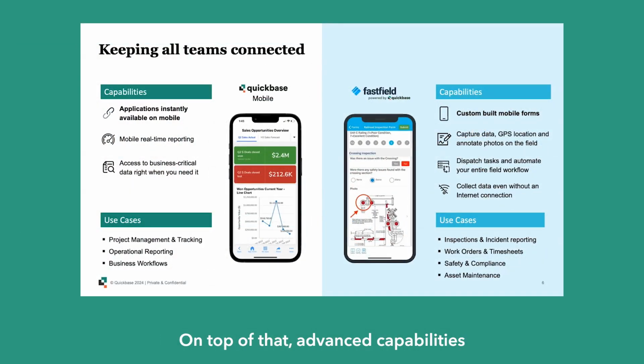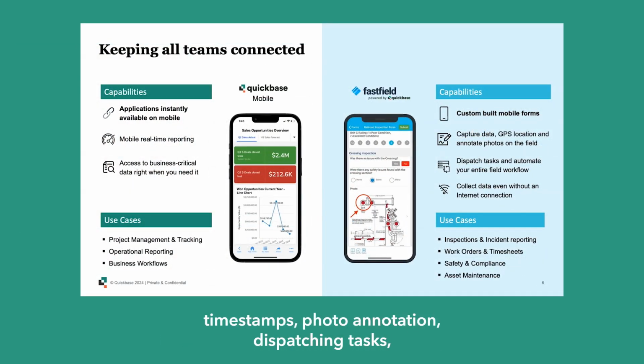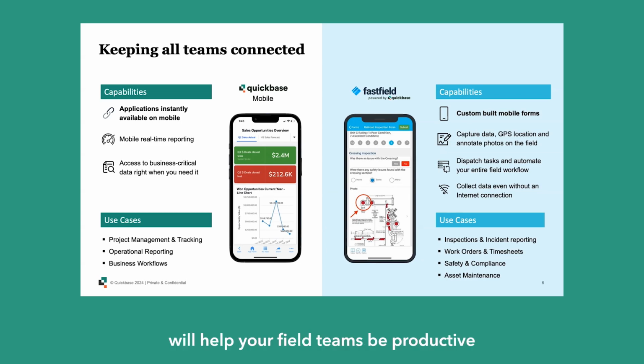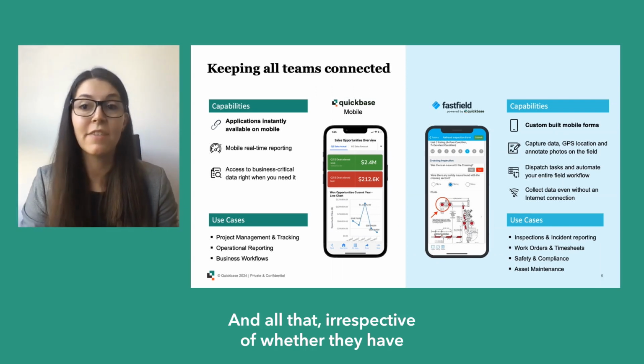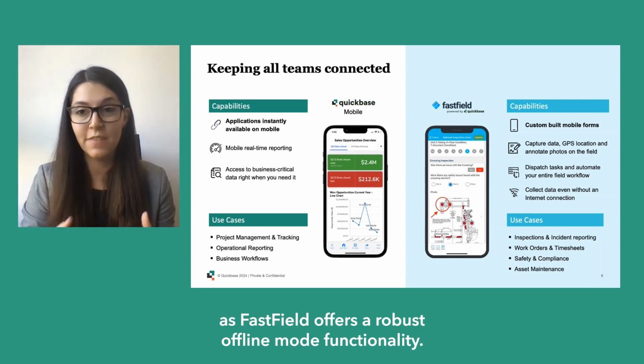On top of that, advanced capabilities such as capturing GPS location, timestamps, photo annotation, and dispatching tasks will help your field teams be productive and be able to focus on what matters, getting the job done. And all of that irrespective of whether they have internet connectivity or not, as FastField offers a robust offline mode functionality.